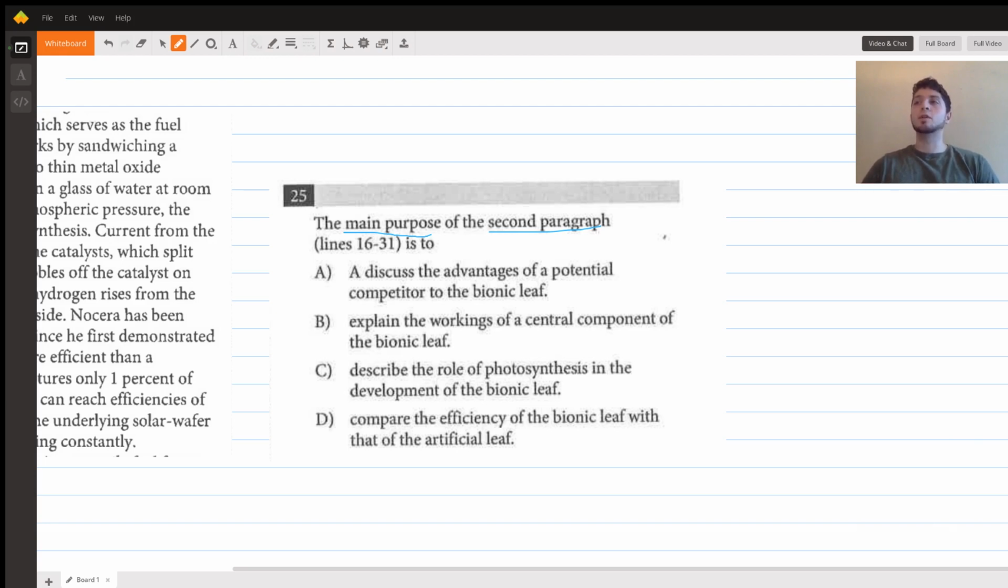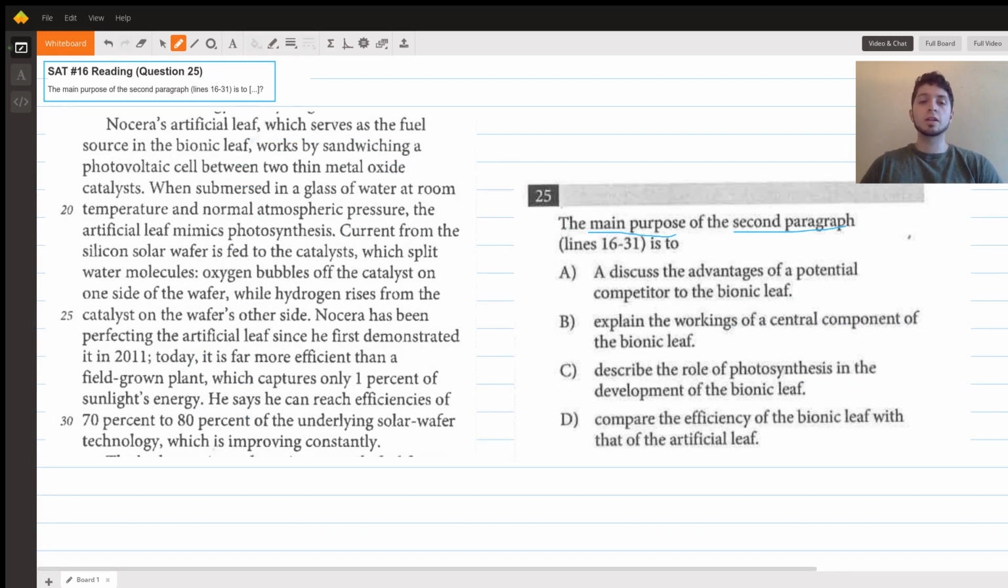The second calibrating question we can ask ourselves is, why is the author writing this? Or another way we could phrase that is, what would be missing if we took this out of the passage, right? How would that affect the overall passage? So let's check this out.